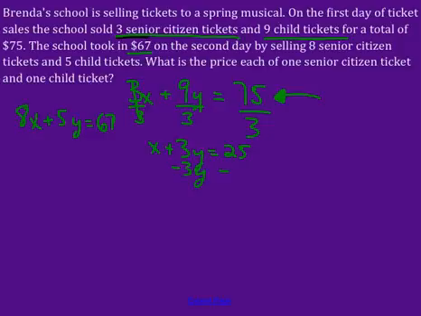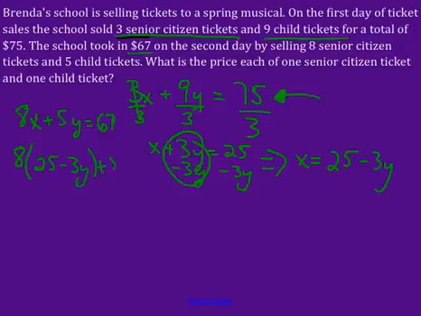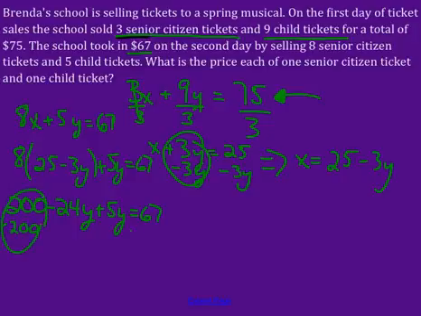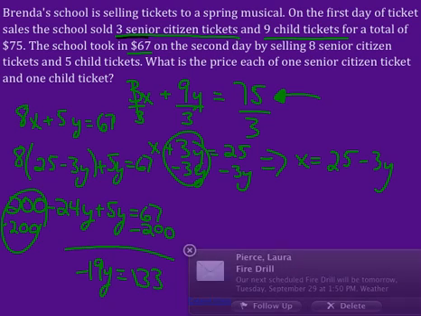I'm going to subtract 3y from each side. And I now have x equals 25 minus 3y. So let's use this. 8 times what's my x? 25 minus 3y, plus 5y equals 67. 8 times 25 is 200 minus 24y plus 5y equals 67. Minus 200. That goes to 0 minus 200. So what I have now is negative 24 plus 5 is negative 19y equals negative 133.